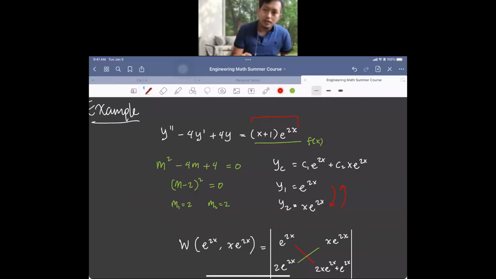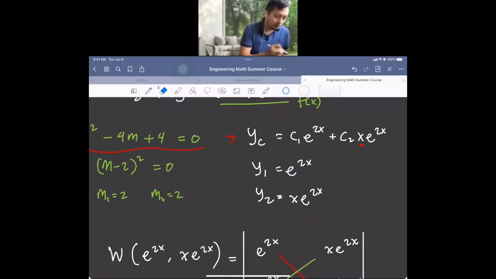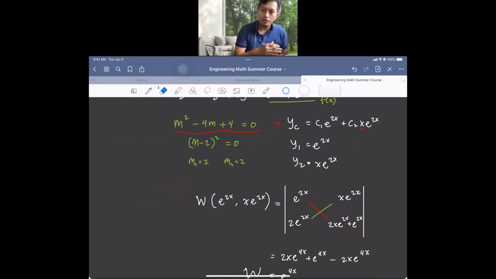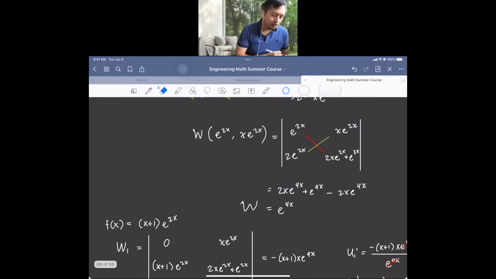So the first step is solving the complementary solution from the homogeneous equation. We can set up our characteristic equation, or auxiliary equation, m squared minus 4m plus 4 equals 0, and we have m1 equal to m2. The roots are equal, so for our second solution we need to multiply by x. So e to the power of 2x, and x e to the power of 2x. Now we have this y1 and y2. Then we can plug y1 and y2 into our Wronskian to check the determinant, and the determinant is found to be e to the power of 4x.